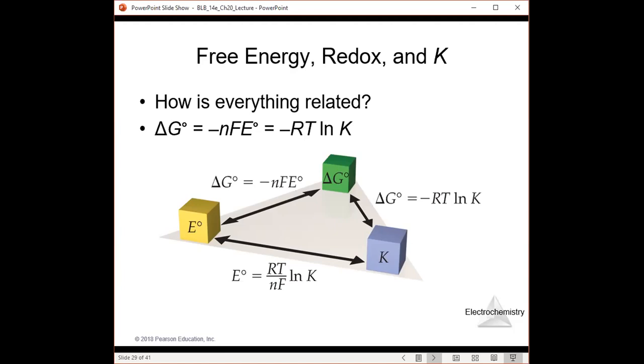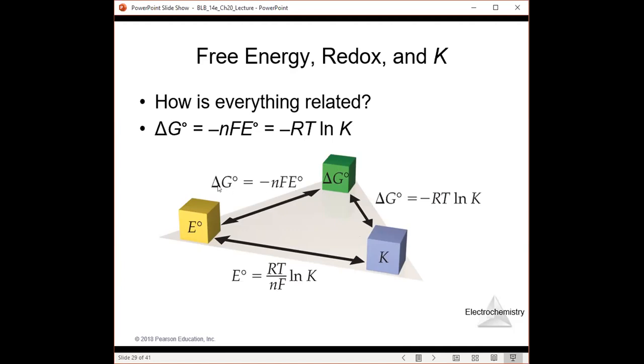We'll talk more about this. So you got this delta G is equal to negative N, your Faraday constant, and E. Then you got G here that we just talked about, negative RT log K. And then you got E is equal to this, RT over NF log K. So this is how all of it relates. It all goes back to this.